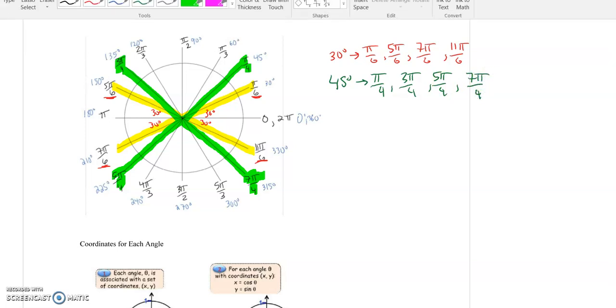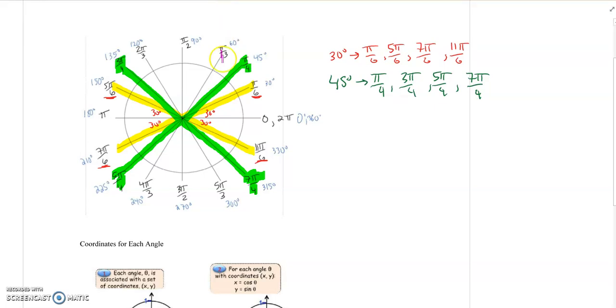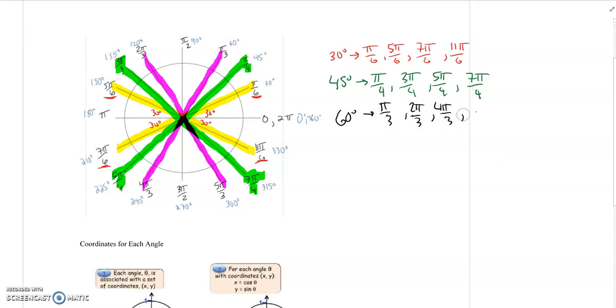The last set of reference angles are the 60-degree reference angles. Here are the 60-degree reference angles. Notice how the 60-degree reference angles all have 3 as their denominator for radians. Pi over 3, 2 pi over 3, 4 pi over 3, and 5 pi over 3. This will be very important in our exploration that we're about to do, because we'll discover that angles with the same reference angle will have the exact same xy coordinate. The only difference will be the sign of those coordinates.